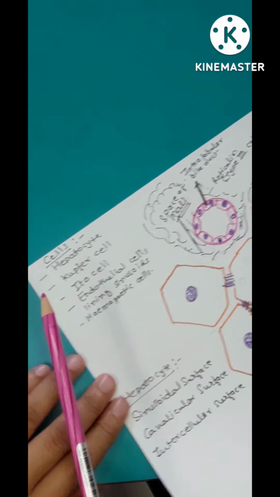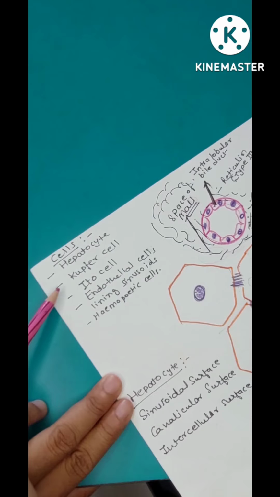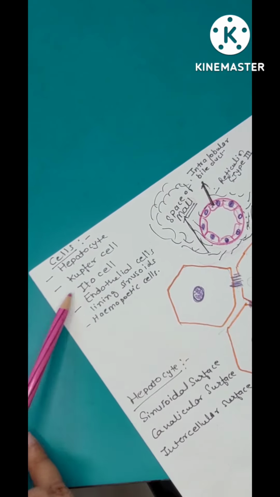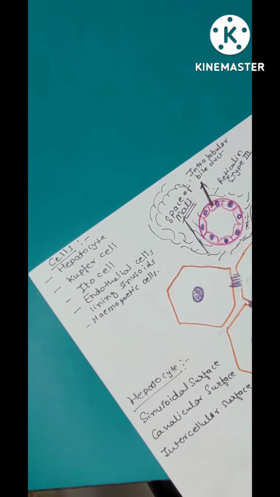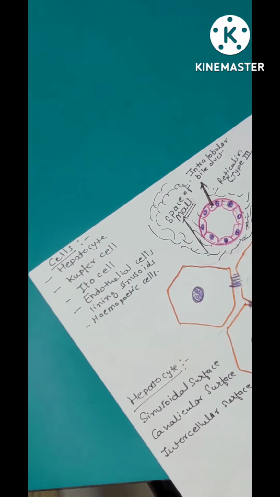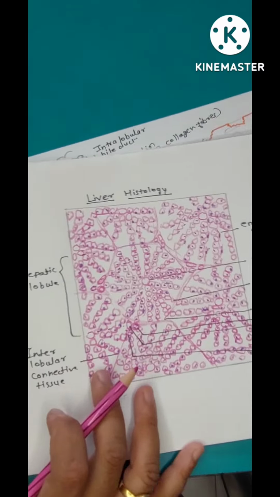The cells of the liver are hepatocytes, then the Kupffer cell, which is a part of the hepatic macrophage system, then the Ito cell, which has a storage function and acts as a fibroblast in case of liver injury, then endothelial cells, which are fenestrated cells, then another cell present in embryonic life, the hematopoietic cells. So this is about the liver histology.